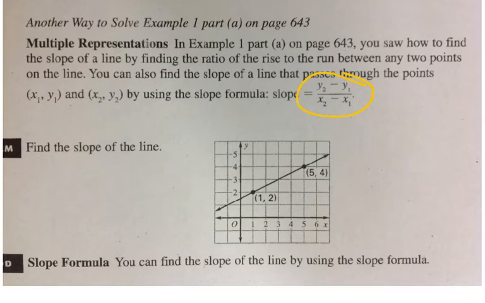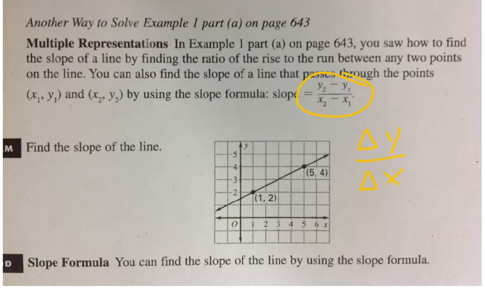So if you look at this example, multiple representations. In example 1, part A on page 643, you saw how to find the slope of the line by finding the ratio of the rise to the run between any 2 points of the line. You can also find the slope of a line that passes through the points x1, y1, and x2, y2 by using the slope formula.